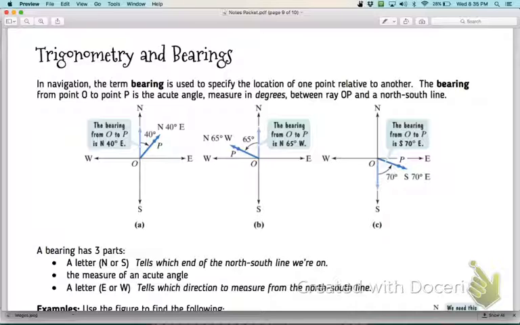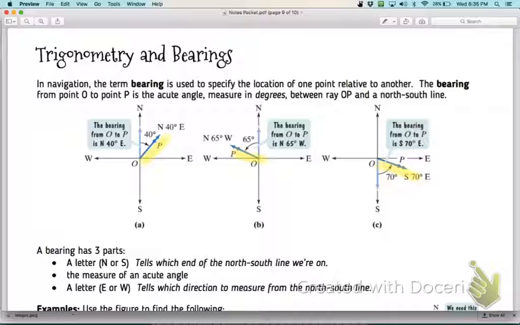That is going to be the acute angle, that is important, measured in degrees, not radians, between ray OP and a north-south line. So if you look at where OP is in each of these examples, that's our ray. So here, notice we took the acute route every time. We didn't go where we have to maybe do more than 180 or something like that. And we're always measuring in relationship to that north-south line.